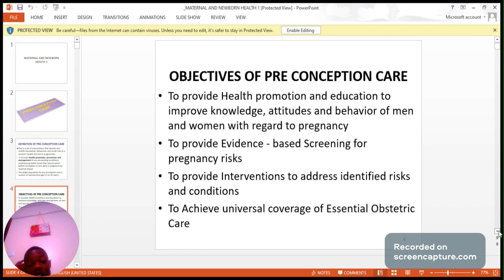So let's see, why do we have to do preconception care? First, to provide health promotion education to improve knowledge.